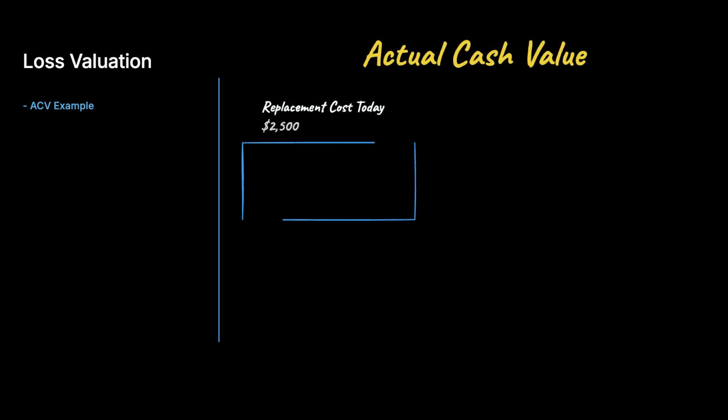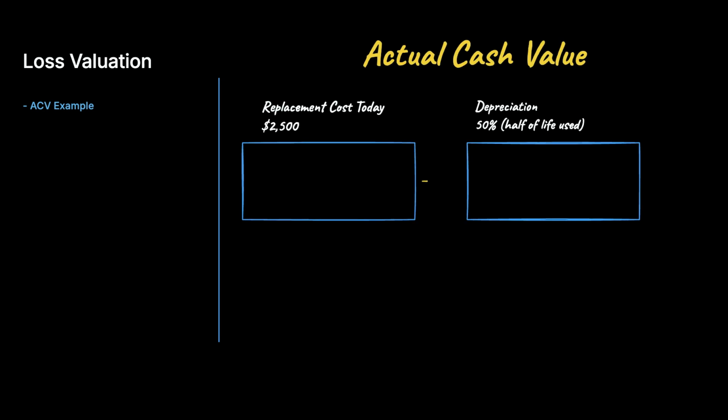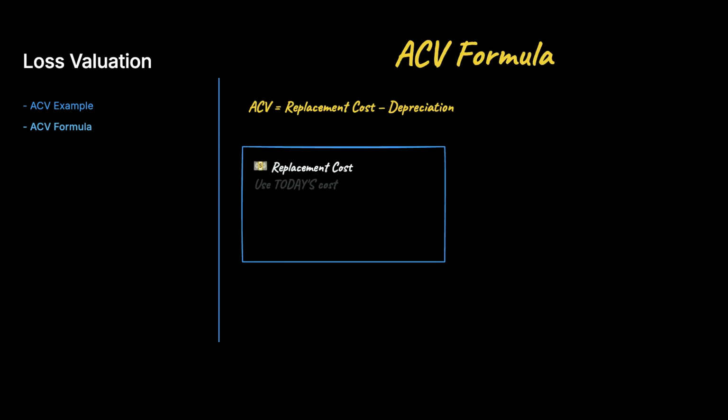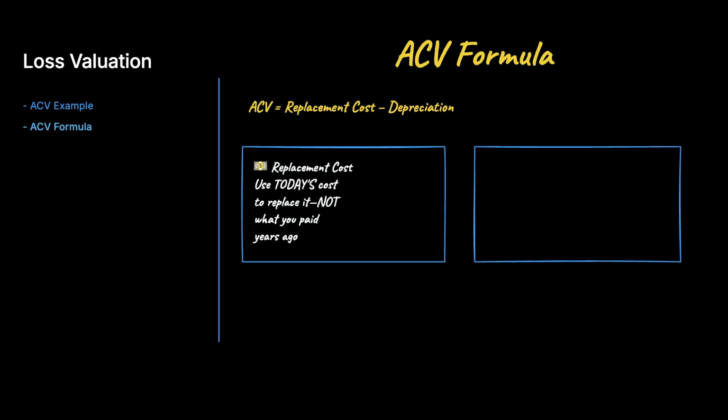Time for the money question. How much does the insurer pay? Start with actual cash value, the most common method. A television bought 5 years ago is destroyed, and a comparable new one today runs $2,500. Halfway through its useful life, subtract 50% depreciation, so actual cash value is $1,250. So the formula in plain words: actual cash value equals today's replacement cost minus depreciation.